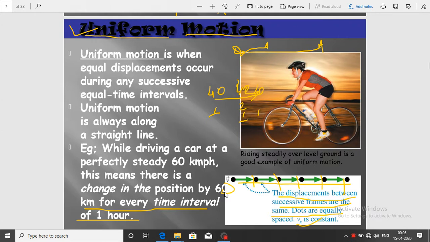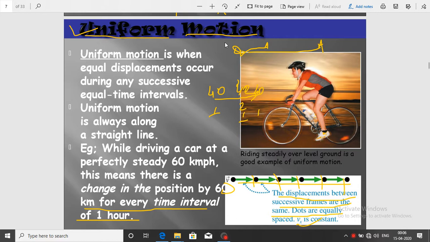In last class, we completed the differences between distance and displacement, and we studied in detail about uniform motion. This was the last slide. I hope you remember this one. So let me quickly revise what is uniform motion.